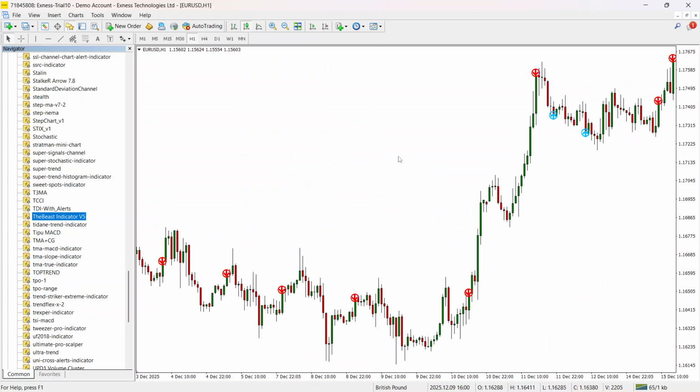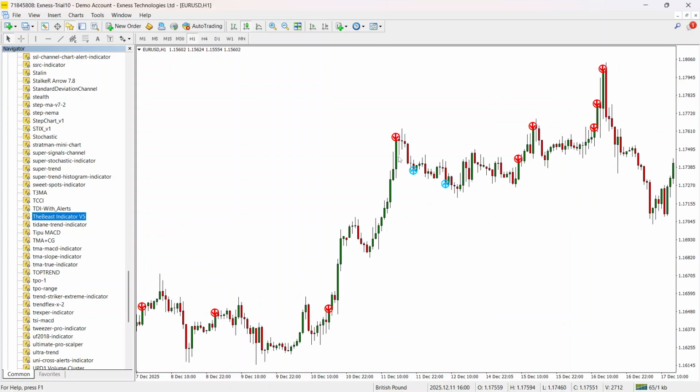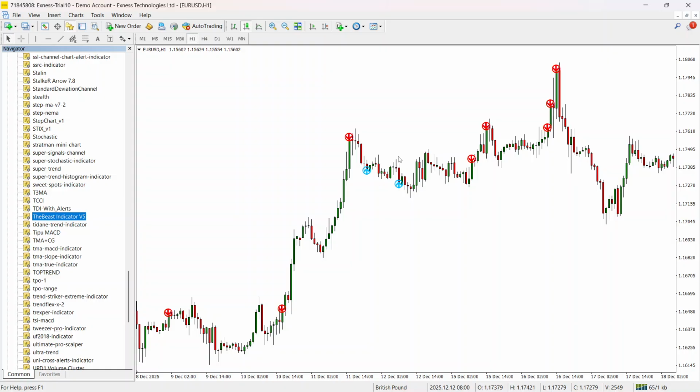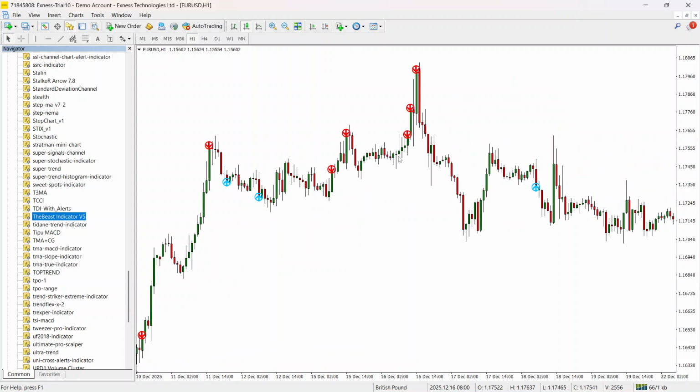Because those arrows are driven by a combination of WPR, RSI, CCI, and MFI logic, each plotted signal reflects more than one momentum or overbought or oversold reading working together rather than a single indicator on its own.